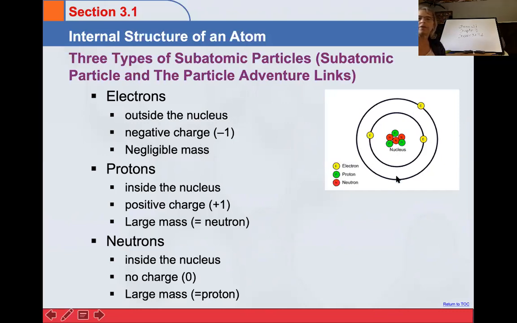Protons and neutrons, on the other hand, are found inside a structure called the nucleus in the center of the atom. Protons have a positive charge. Neutrons have no charge. And protons and neutrons both have a very large mass compared to electrons, and their masses are approximately equal to each other. So protons and neutrons are in the nucleus, electrons are outside, protons have a positive charge, and electrons have a negative charge.